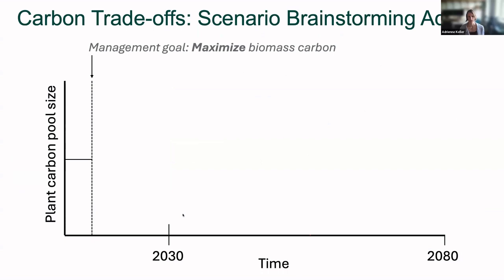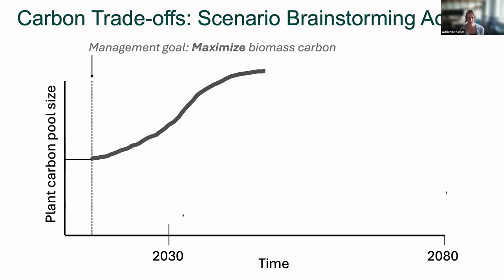So then we did this carbon trade-off scenario, and I'm just presenting this as something that you might consider as an activity for yourself when you're trying to think qualitatively about trade-offs and potential co-benefits. So if we start with this plant carbon pool size, and we have time on the x-axis, if our management goal hypothetically was to maximize forest carbon, we might just leave some of these oak savannas to move into a mesic closed canopy cover forest.